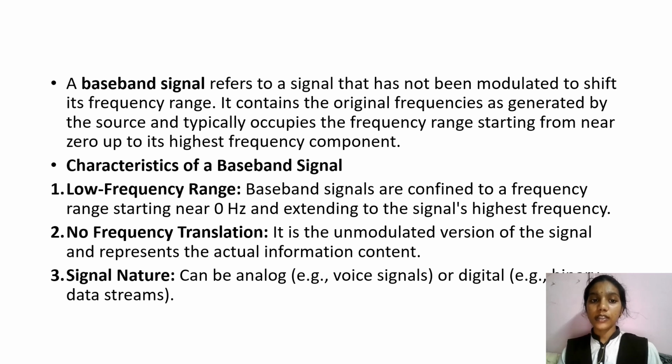Characteristics of the baseband signal. There are three characteristics of the baseband signal. First one is the low frequency range, next is no frequency translation, and third is the signal nature. Low frequency range: baseband signals are confined to a frequency range starting near 0 Hz and extending to the signal's highest frequency. No frequency translation: it is an unmodulated version of the signal and represents the actual information content. Signal nature can be analog, such as voice signals, or digital, such as data streams.